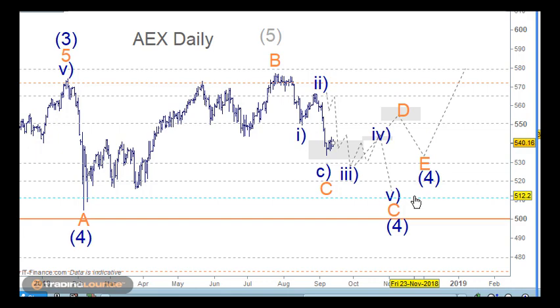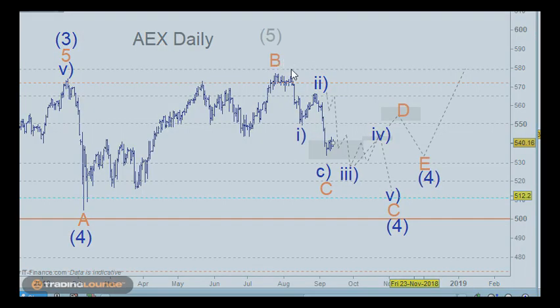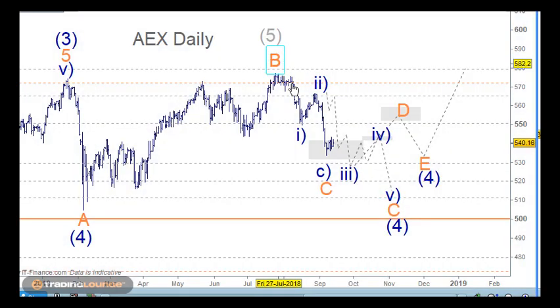The other count here, of course, is that we have from wave B here, we have wave 1 and 2, and 5 waves down for wave 3, back for wave 4, and down for wave 5 of C of 4. And the DAX can be like this too. I didn't mention it, but it's on our charts on our website as well, on the daily chart, so have a look at that. But yeah, so they're the two counts.